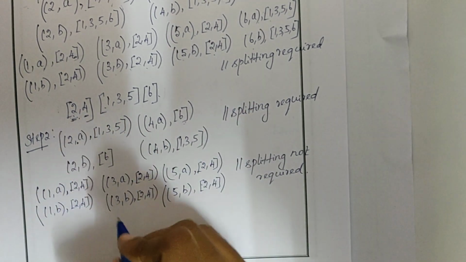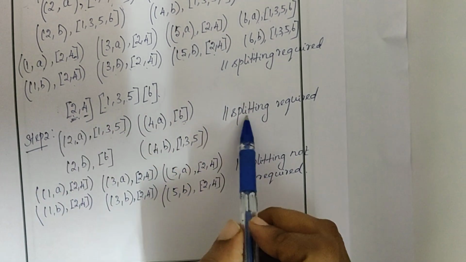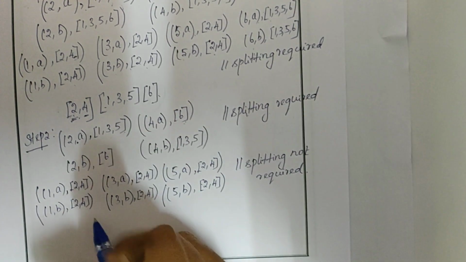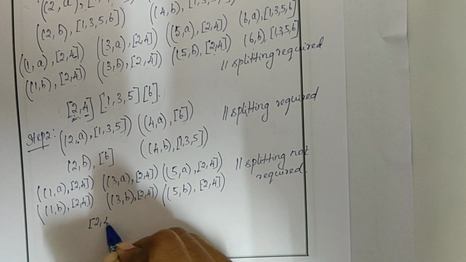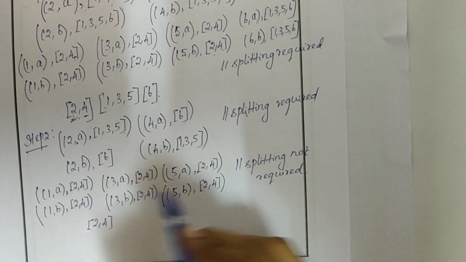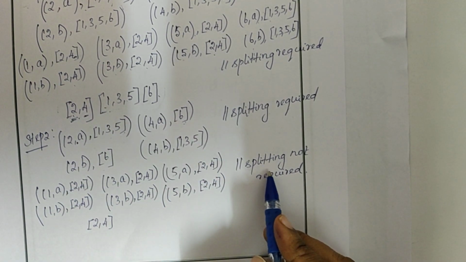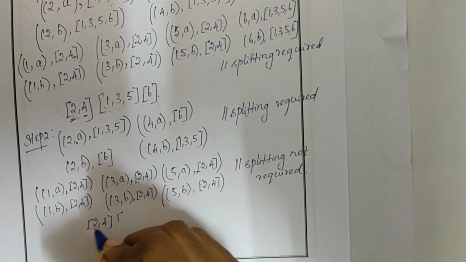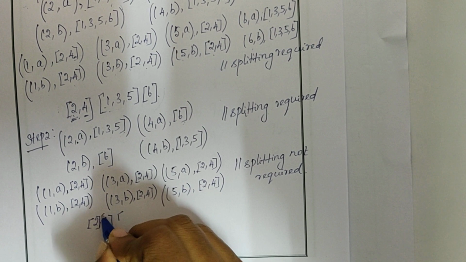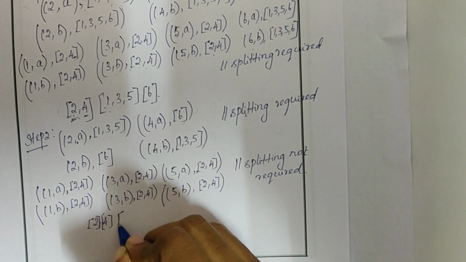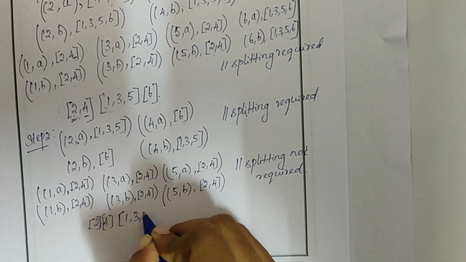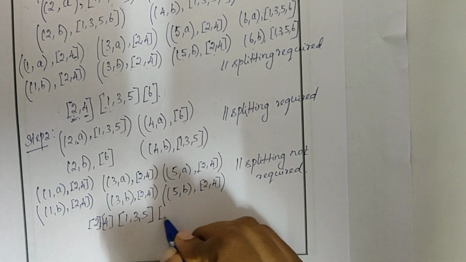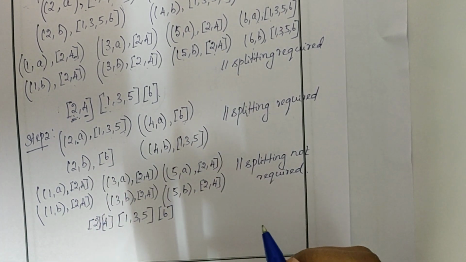And now I'll do the splitting. For this 2 comma 4, I have written the comment as splitting required, so I'll split it: 2, 4. For this 1 3 5, I have written the comment as no need to split. Sorry, I have to split... no, right? So no need to split. And this 6 is already split.